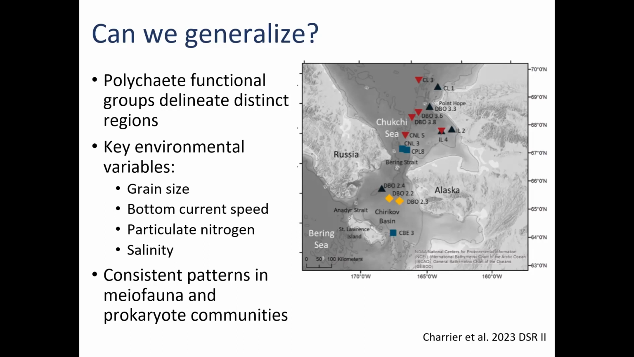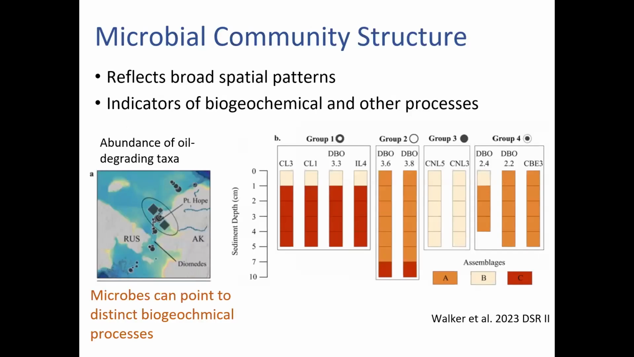But I also want to note that these same spatial patterns were also observed in looking at the nematode communities, or the meiofaunal size fraction, and also in prokaryote community structure. So everything seemed to be consistent in terms of spatial patterns across this area.